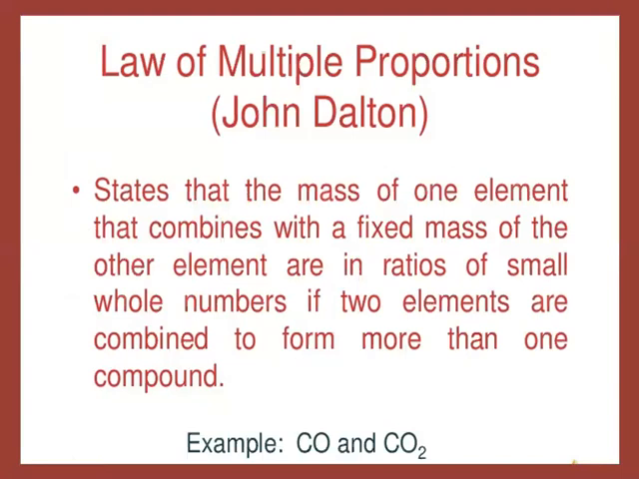The third law of chemical combination is the law of multiple proportions or law of variable proportion. The law states that the masses of one element that combine with a fixed mass of the other element are in the ratio of small whole numbers if two elements combine to form more than one compound. For example, the two elements carbon and oxygen can form two compounds, carbon dioxide and carbon monoxide respectively.